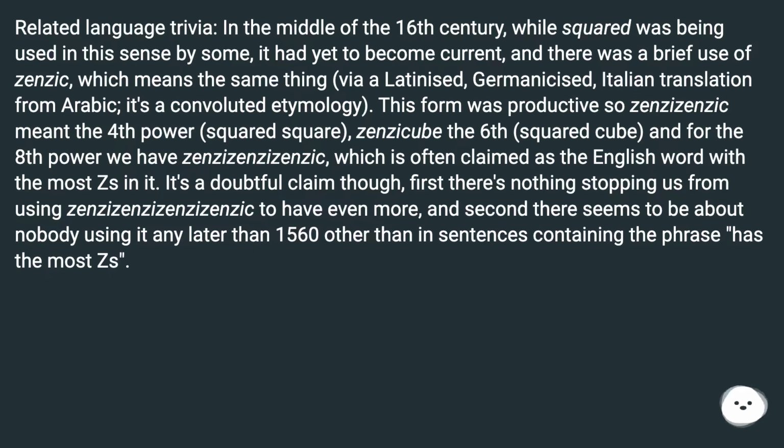and for the 8th power we have Zenzizenzizenzic, which is often claimed as the English word with the most Zs in it. It's a doubtful claim though. First, there's nothing stopping us from using Zenzic to have even more, and second, there seems to be about nobody using it any later than 1560 other than in sentences containing the phrase, has the most Zs.